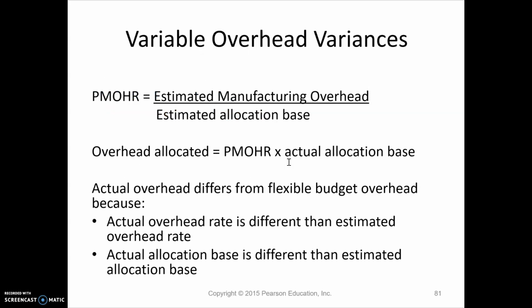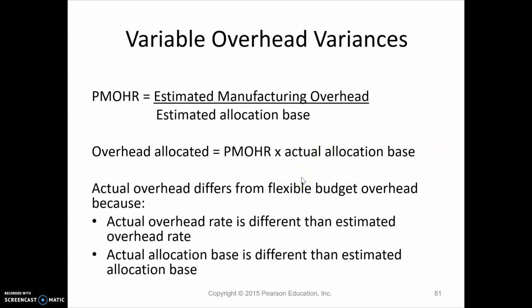So now let's take a look at the variable overhead variance. And so we know our predetermined overhead rate is the estimated overhead divided by the estimated allocation base. And the estimated allocation base is commonly direct labor hours or machine hours. Then we use that rate and multiply it by the actual machine hours or direct labor hours.